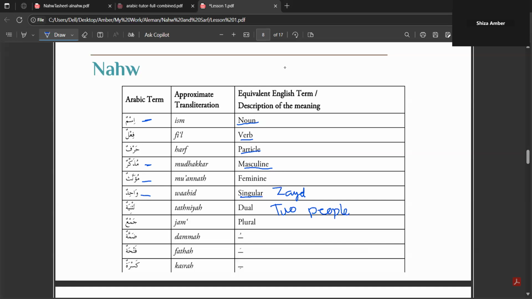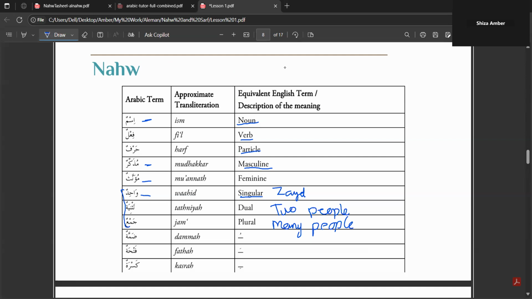There's a slight difference between Arabic and English, because in English we have just two categories, singular and plural, but in Arabic we have singular, dual, and plural. So for two people we say tathniya. And when we talk about plural, many people, that will be jam'. Is it understandable or is it confusing? No, I understand. I'm enjoying it.